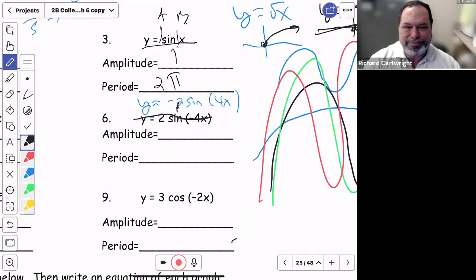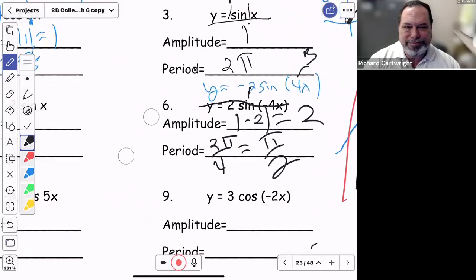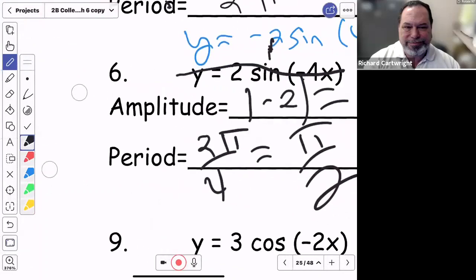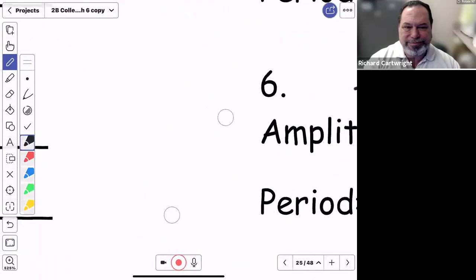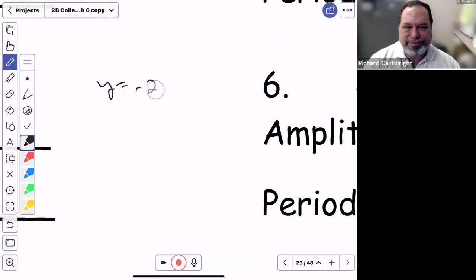I'm not using this one now, I'm using this one. Absolute value of a negative 2 is still a 2. It's the same amplitude. Period. 2 pi divided by the b, which is 4, is pi over 2. So much nicer than thinking of negative numbers in there. Now, what does that mean about that? I'm going to do that graph real fast here. It's a negative 2 sine of 4x. Y equals negative 2 sine of 4x.